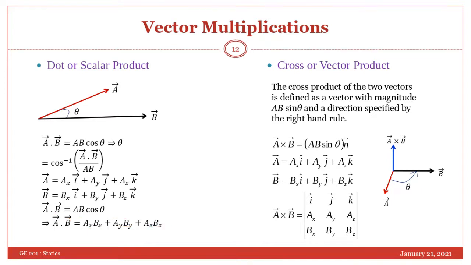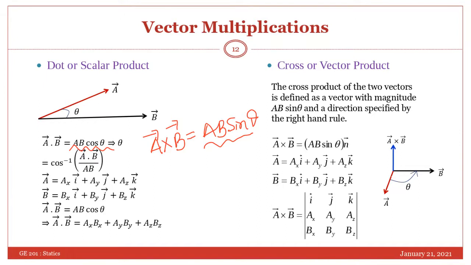Now I come to the cross product. In case of the cross product, the definition of the cross multiplication is vector A cross vector B equals AB sine theta. So this and this are quite similar. The only difference here is this is cosine theta and this is sine theta. So vector A cross vector B is equal to AB sine theta, but this is a magnitude, because A is the magnitude of vector A, B is the magnitude of vector B, and sine theta is also a magnitude.